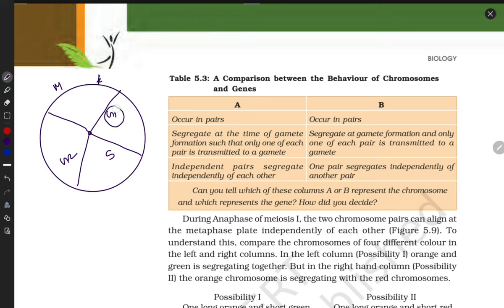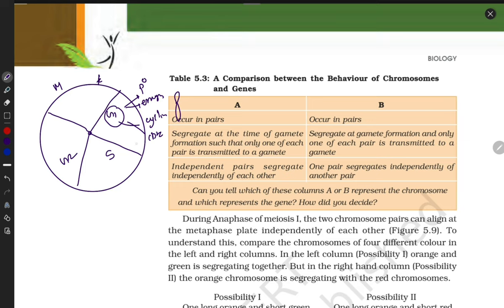Now in G1 phase, what is happening? Some kinds of proteins will form. Some kinds of enzymes will form. They are helpful in cell division. Some kinds of cyclin and CDK will form. They are helpful in cell division, guys. But here, the chromosomal number is the same. This much.